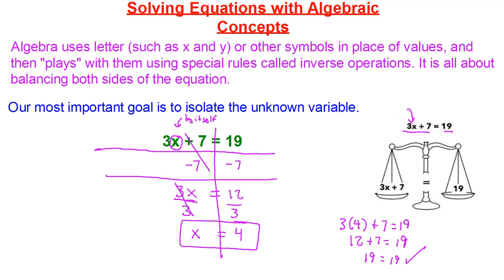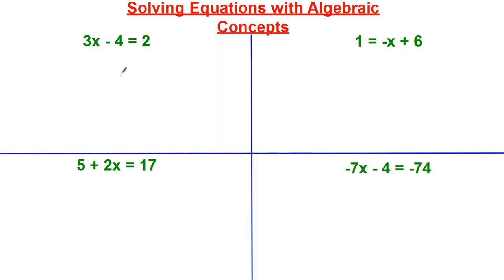All right? Now, let's go on to just 4 more problems. You'll see these in different ways. What really confuses kids are these negatives and the subtraction sign. Okay? So, if I wanted to, I could have rewritten this as 3x plus negative 4 is equal to 2.